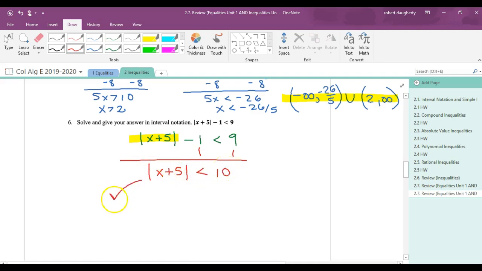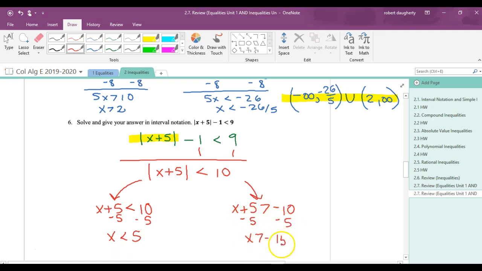Now I break this into two separate problems. First problem, copy everything down just as you see it. Second problem, make two changes. For x plus 5, flip the less than to a greater than, and you put a minus 10. To solve this, you subtract 5 from both sides. x is less than 5. Here, subtract 5 from both sides. x is greater than negative 15.